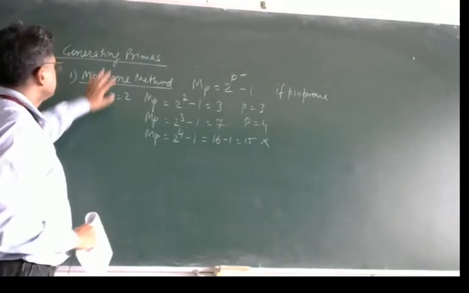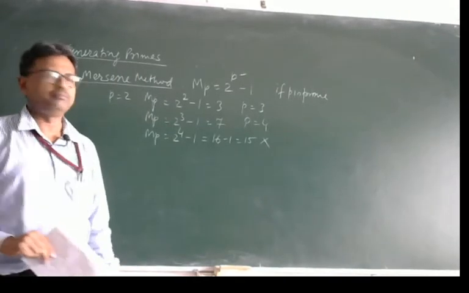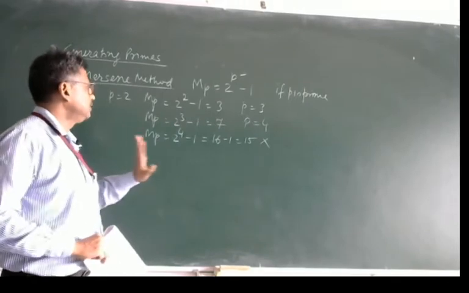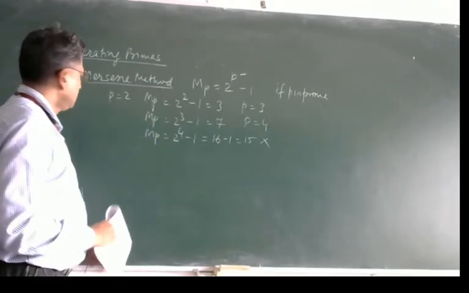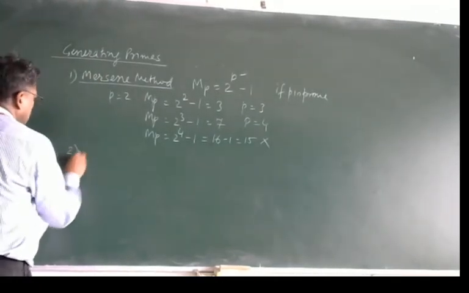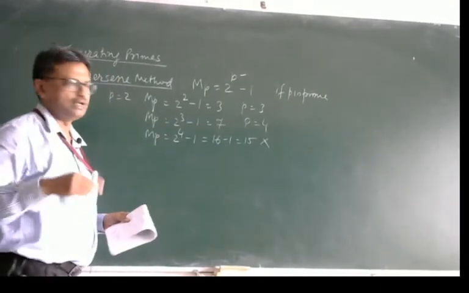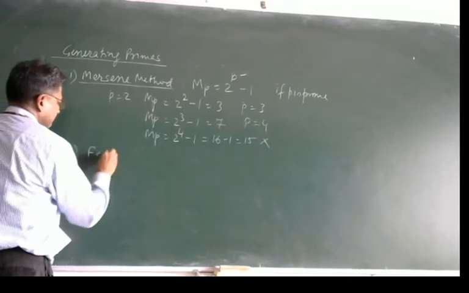So, it means the Mersenne method is not reliably applicable for generating a prime number. It is applicable only for values up to P equal to 3, because whenever the value of P is 4, it is going to fail. So, the Mersenne method is not applicable when the value of P is 4 or more. So, the second method is Fermat's method.